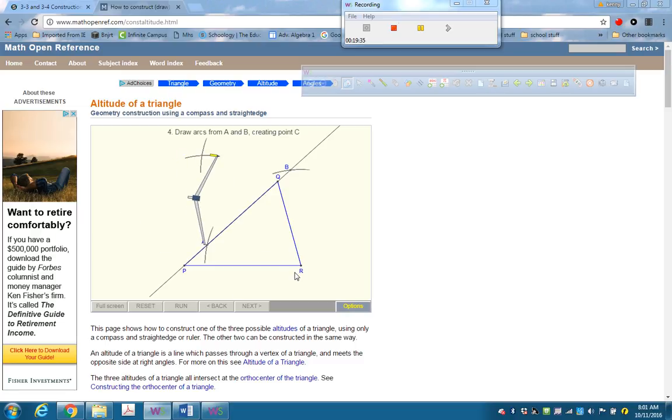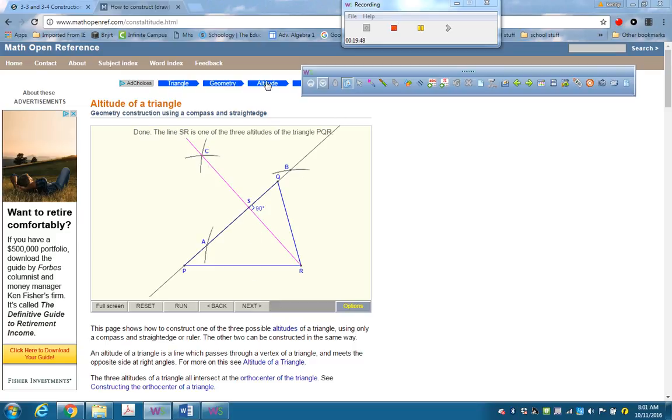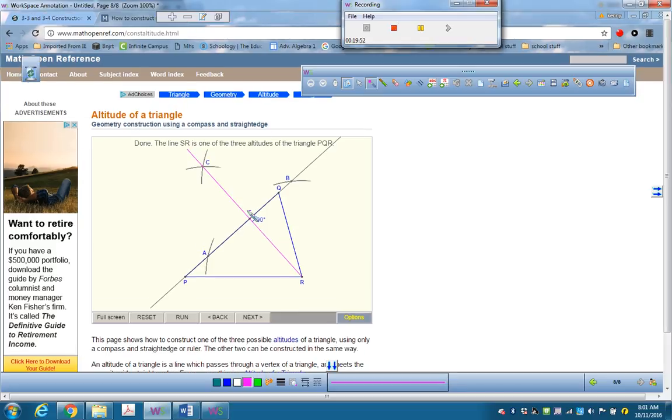And now I'm going to connect this point to that intersection over there. They go all the way. The altitude is actually this part of it, right? The altitude isn't the entire thing. It's just this piece right here, but you have to construct the whole thing to make that altitude. So that's how you do an altitude.